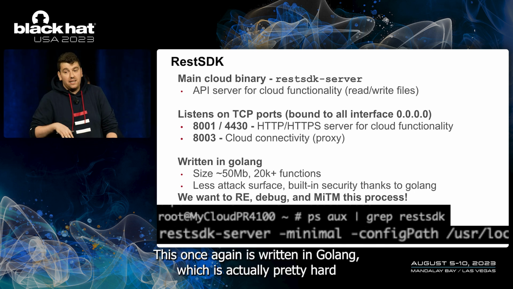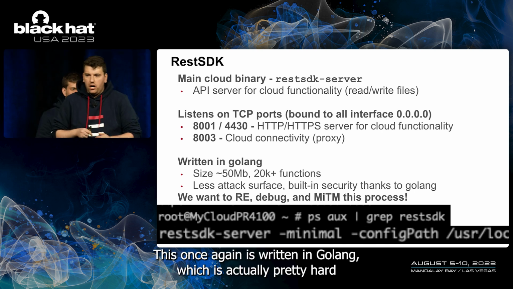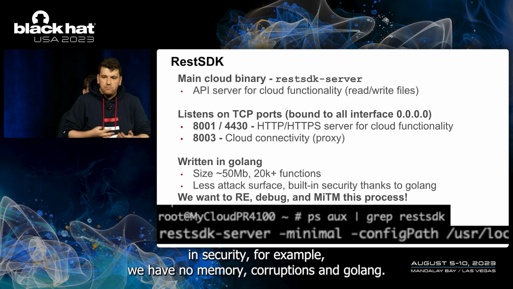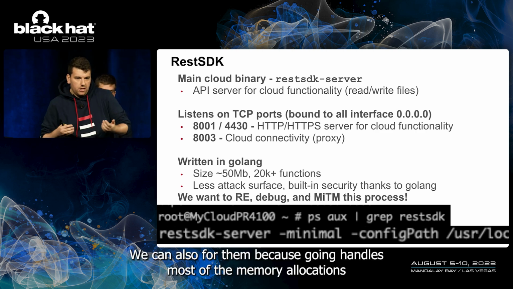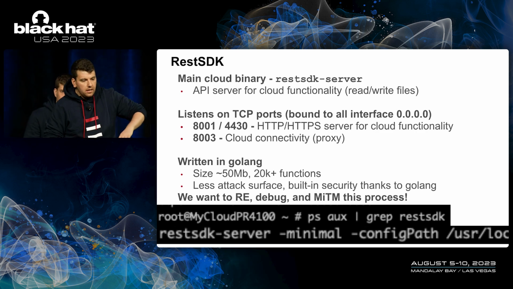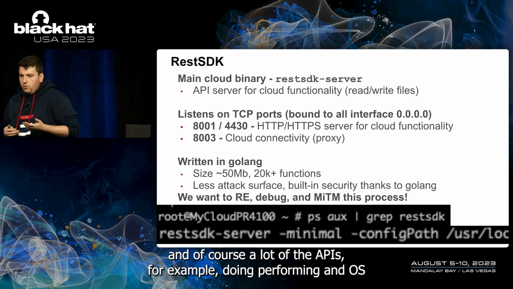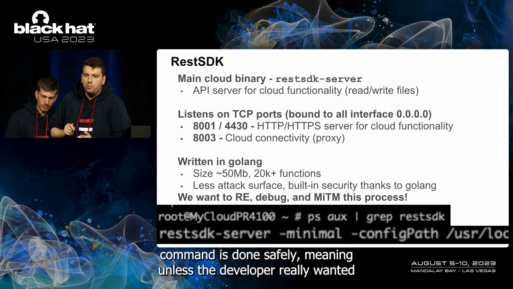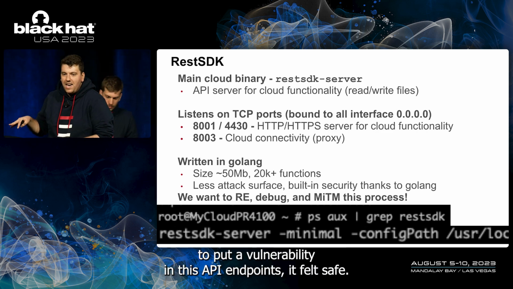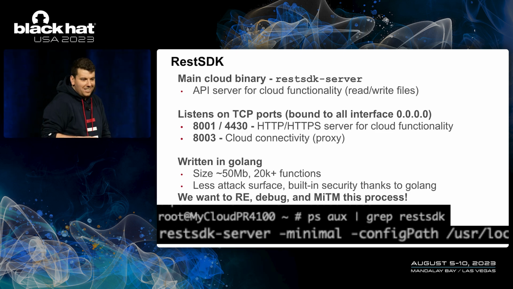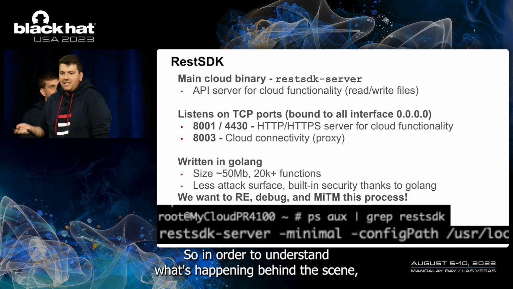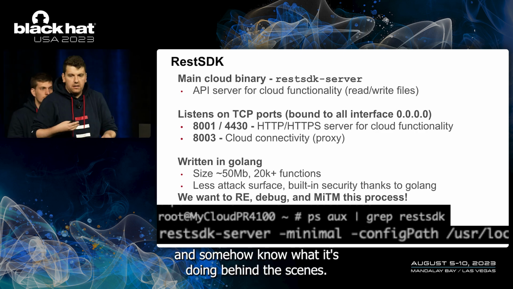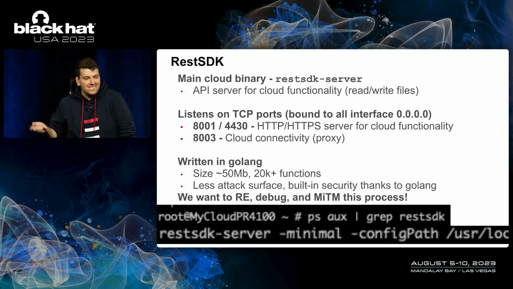This binary, once again, is written in Golang, which is actually pretty hard because Golang offers a lot of built-in security. For example, we have no memory corruptions in Golang. We cannot look for them because Golang handles most of the memory allocations. And of course, a lot of the APIs, for example, performing an OS command, are done safely, meaning unless a developer really wanted to put a vulnerability in this API endpoint, it's probably safe. So in order to understand what's happening behind the scenes, we had to try and reverse engineer this binary and somehow know what it's doing behind the scenes.